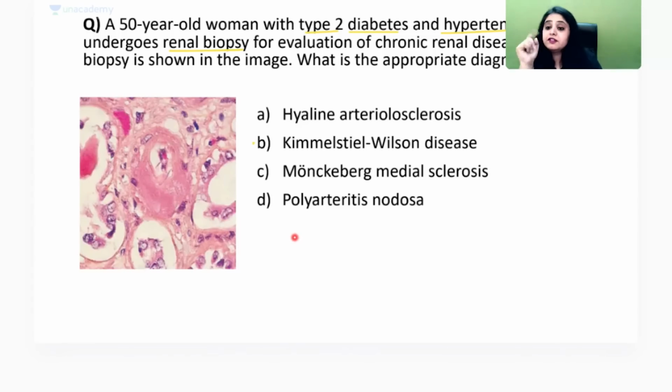First and foremost, tell me first, I'll clear your confusion. KW lesion is seen where? Is it seen in a blood vessel? Is it seen in a glomerulus? Which part of kidney do you see it in? Yes, we see it in a glomerulus, guys.